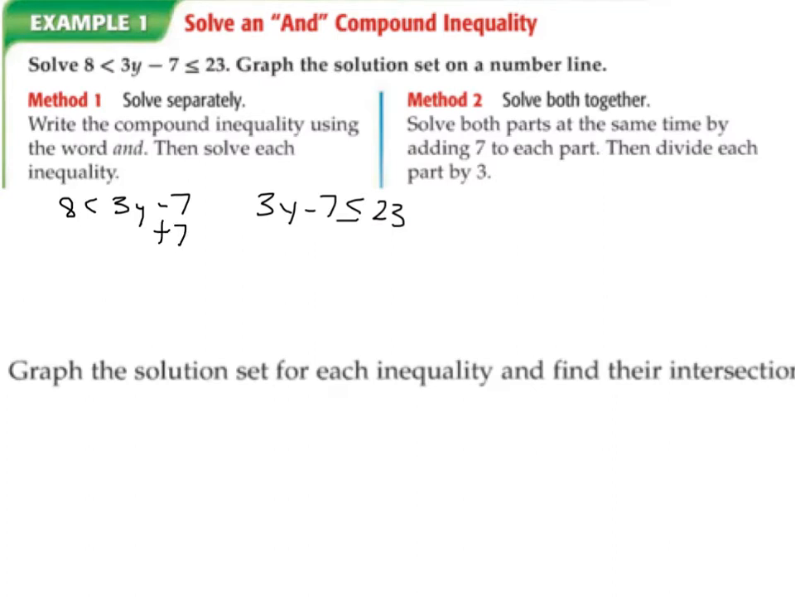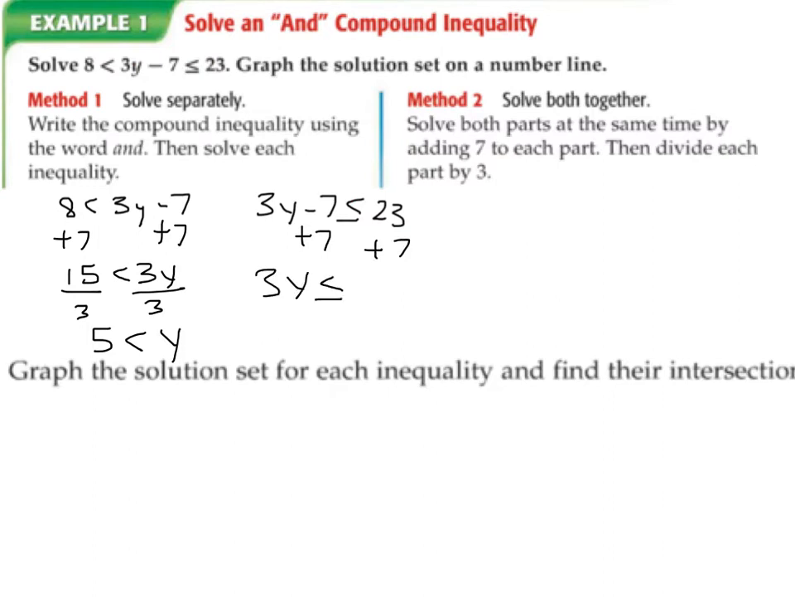So here I would add 7 to both sides, so I'd end up with 15 is less than 3y. I would divide both sides by 3, so I'd end up with 5 is less than y. In this case, I'm going to add 7 to both sides, so I'm going to have 3y is less than or equal to 30. I'm going to divide by 3, so y is less than or equal to 10. And we're going to put an "and" in between because this is an "and" statement.